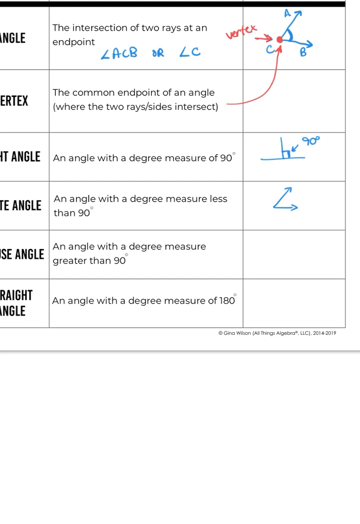An obtuse angle is greater than 90 degrees. So something like that is an obtuse angle. And then we have a straight angle. This is the one you're going to use a lot in this unit. A straight angle can still have a vertex technically, but it makes a straight line. And the big thing here is that they add up to 180. Okay, so if I have a straight line, the measurement for a straight line is 180.